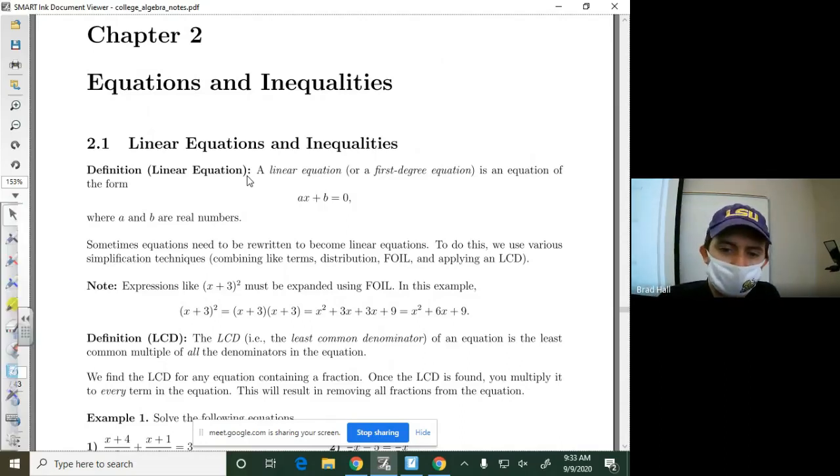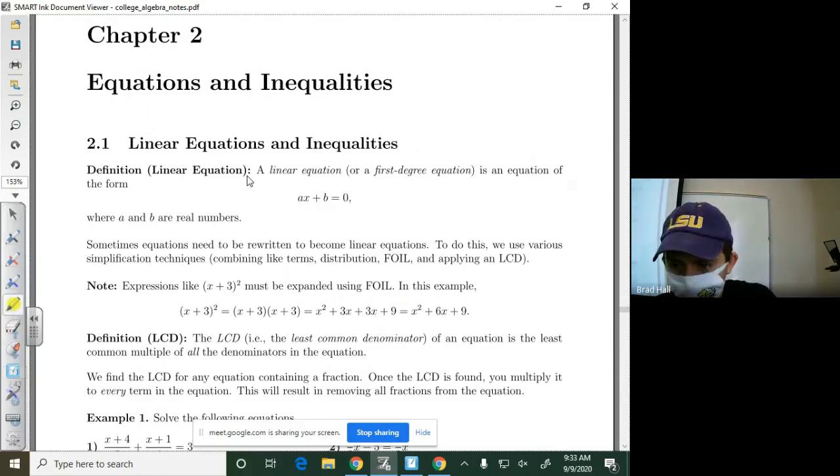Sometimes we need to simplify various problems, such as the simplification techniques may be involving combining like terms, distribution, FOILing, and using an LCD, or a least common denominator. Mainly I'm going to focus on the last one, but elements of the previous three will come up quite a bit as well. But mainly I think the least common denominator is what needs to be focused on the most.